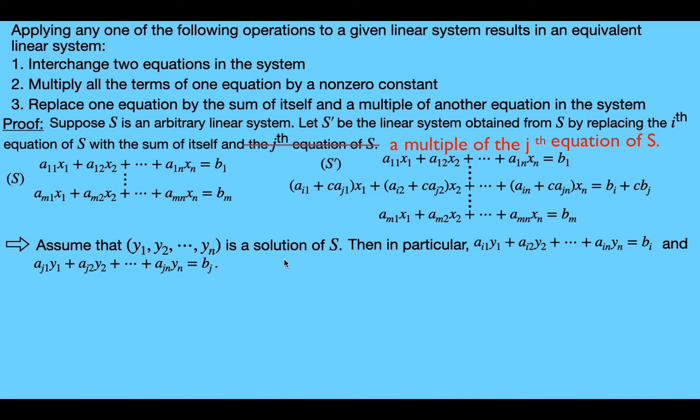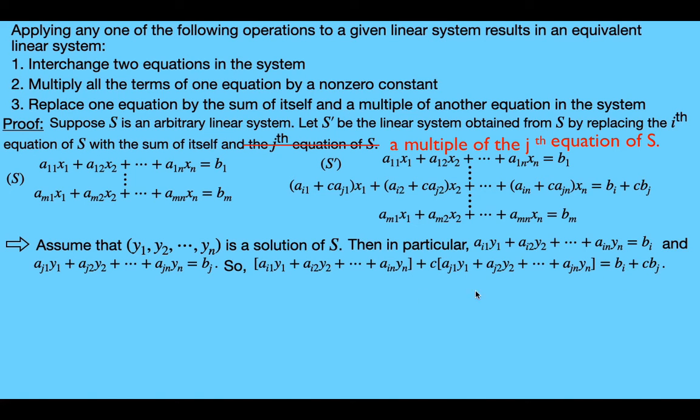So that's just from the fact that this n tuple is a solution of the system S. Now using that, we're going to add the left-hand side of the ith equation to the left-hand side of the jth equation multiplied by this constant c.